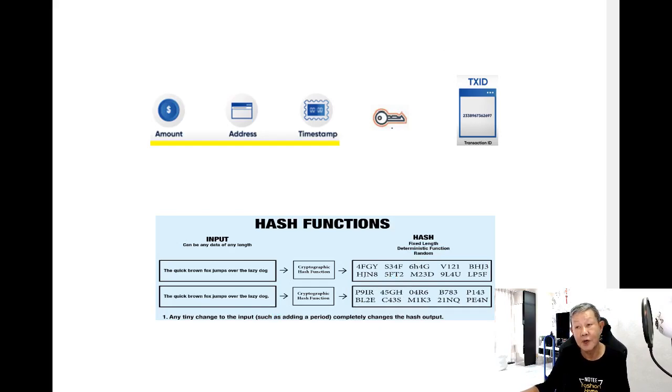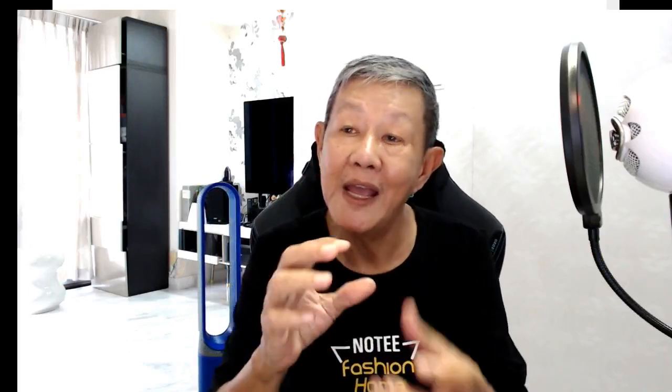Now let me give you a quiz. What happens if the hash result is different on different nodes in the Bitcoin ecosystem? It can happen, of course. And it happens because someone meddled with the Bitcoin software on certain computers, so the software is corrupted. Or someone hacked into some of the nodes.